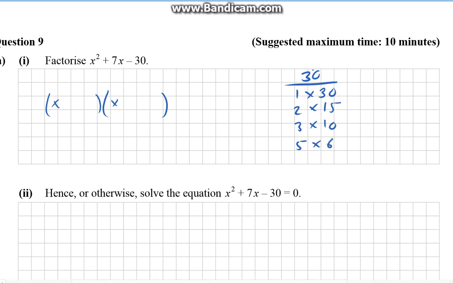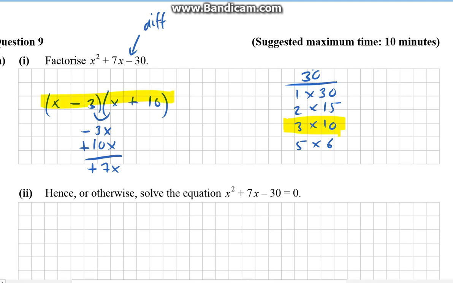So there are my factors of 30. The only ones that would give me 7 would be 3 and 10, so I'm going to pop them in, and I'll check 3x, inside, outside give me 10x, and I want to get plus 7x. And I know because this is a minus anyway, my signs are going to be different, so I'm keeping that in my head anyway. So it's going to be plus 10 minus 3, and there I have factorised. That works perfectly, so that's my answer in the yellow.